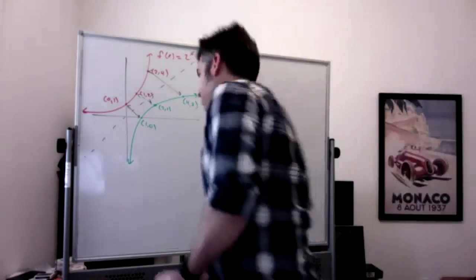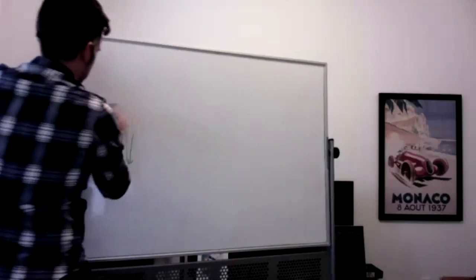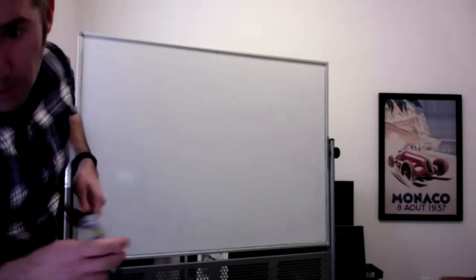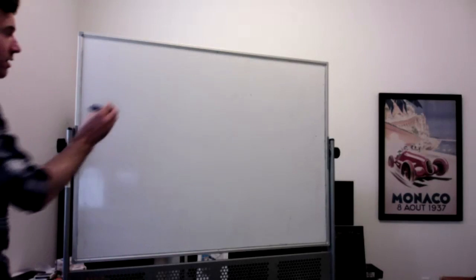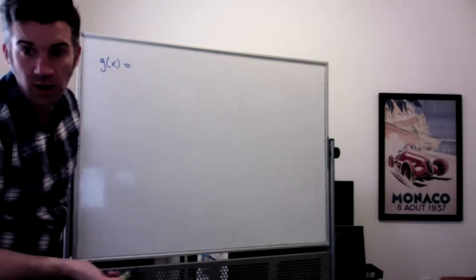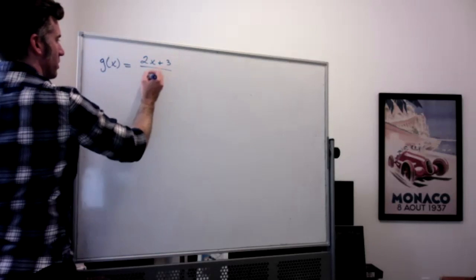So let's look at another example. Let's say our function is, I'm going to call it g instead of f. Let's call it g of x equal to 2x plus 3 over x minus 4. A rational function.